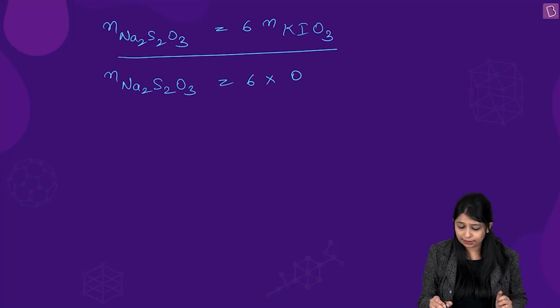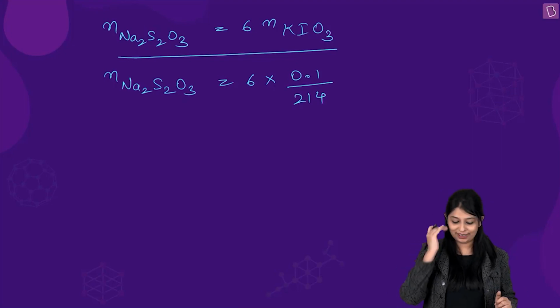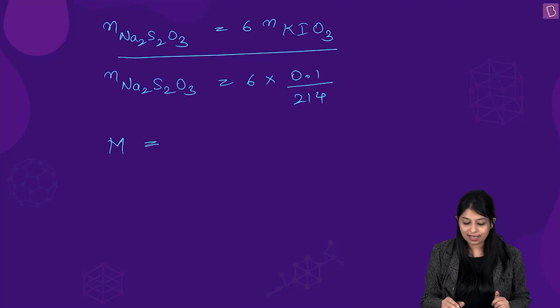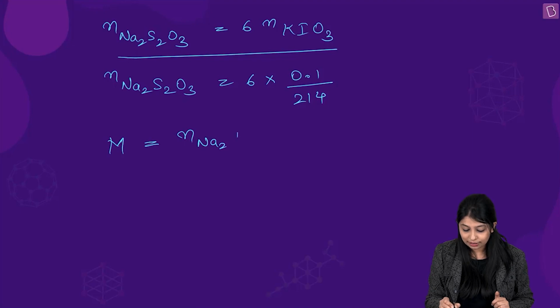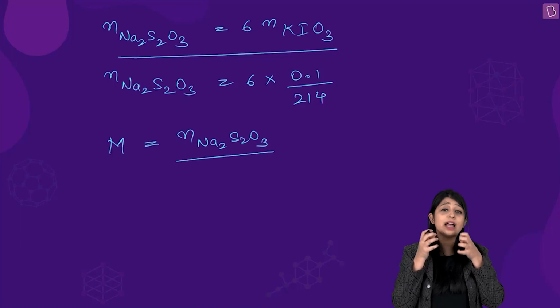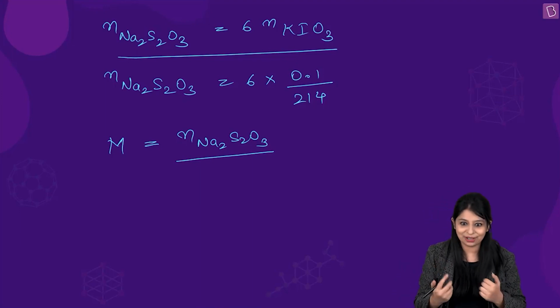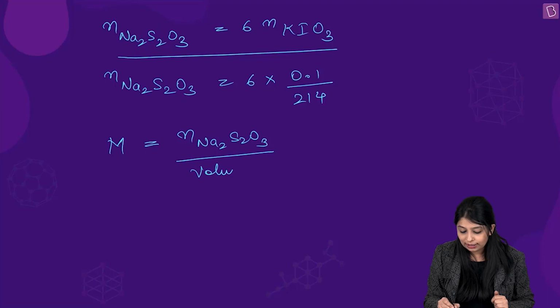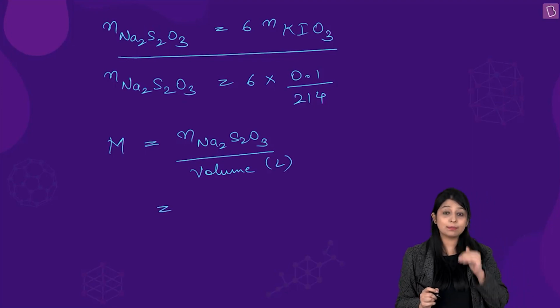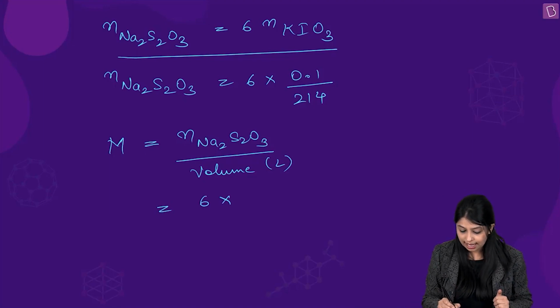So given weight is 0.1, and the formula weight that is given to us is 214. Okay, now what do we need to find? We need to find the molarity, and molarity is equal to the number of moles of Na2S2O3, because that's the molarity of the thiosulfate solution, divided by the volume in liters, right? So what is the number of moles of Na2S2O3? That is 6 into 0.1 divided by 214.